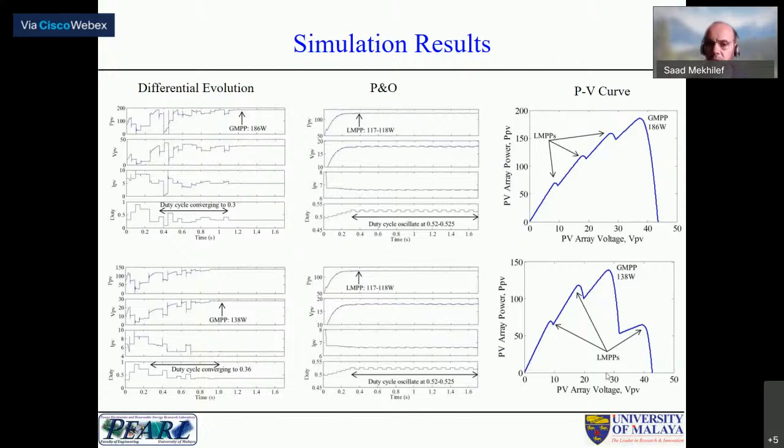Again, we change the partial shading pattern, which is here. This time we also notice the DE algorithm is faster and able to track the maximum power, which is 138, compared to the P&O, which is almost the same, 117.